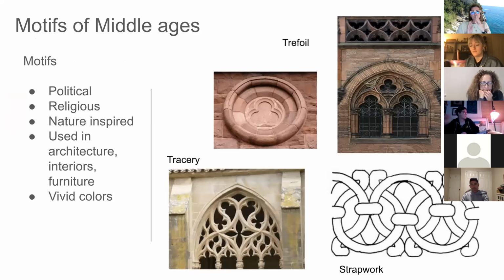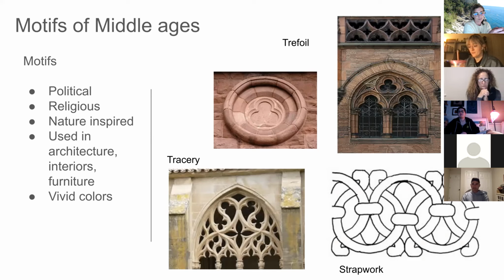And then really, really important are the motifs, because when you start to look at furniture and think about how you can identify what period this furniture is from, most likely it's a revival, Gothic revival, because there really isn't a lot of actual furniture from the Middle Ages that survives.